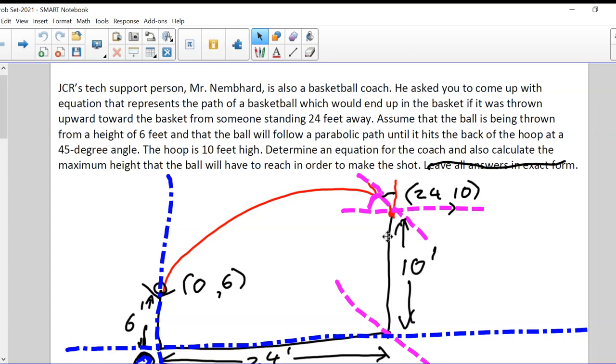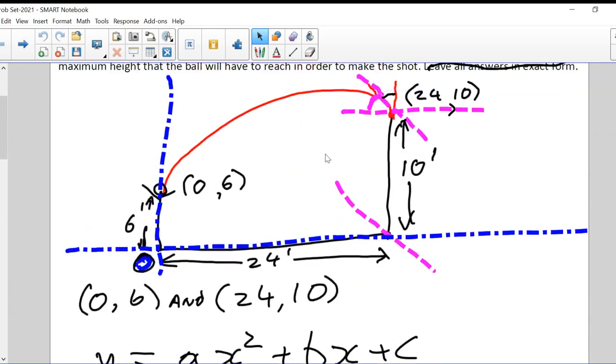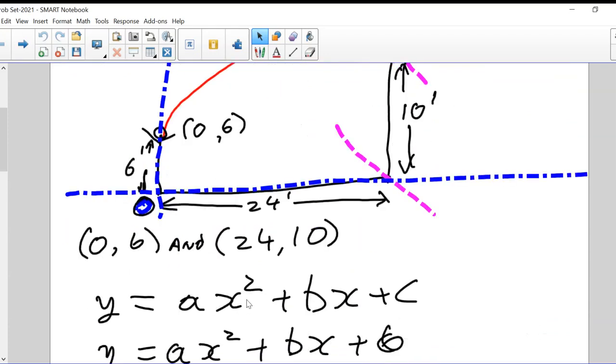Okay, so I'm going to now say that these 2 points have to be on a quadratic function, because this is following a parabolic path. A parabola is a quadratic. So these 2 points need to be in this ax squared plus bx plus c. And we all agreed that the c of this function would just be 6.